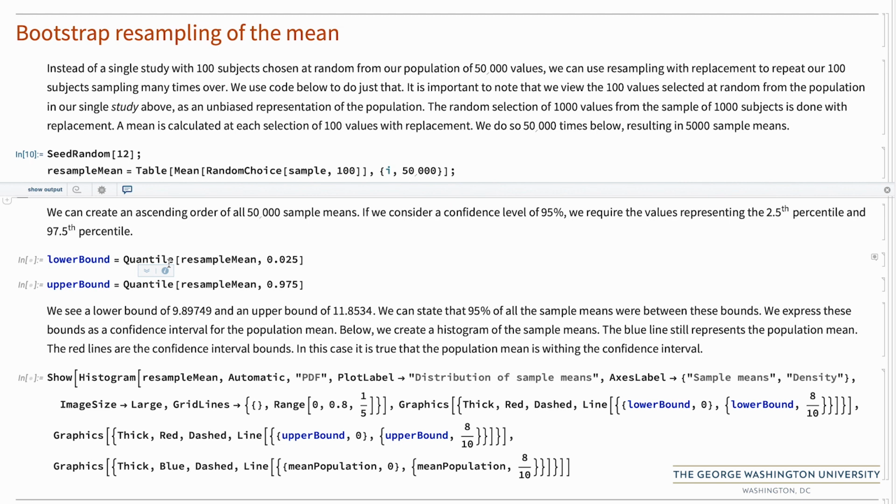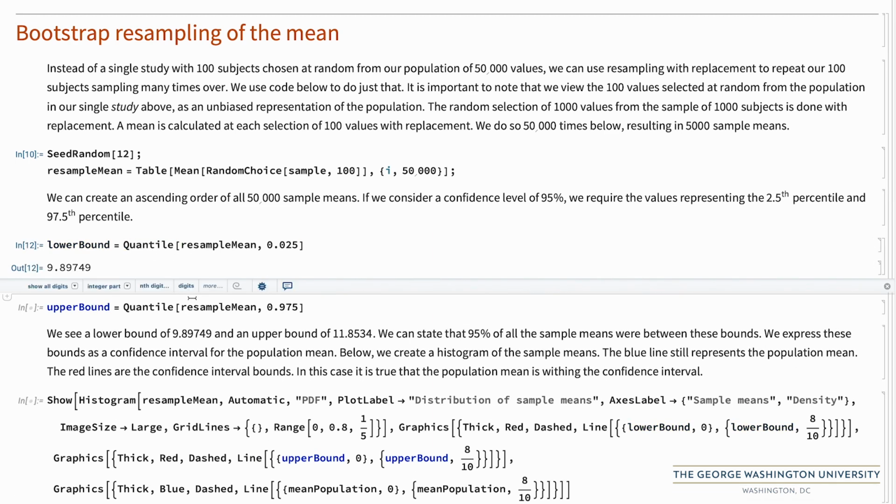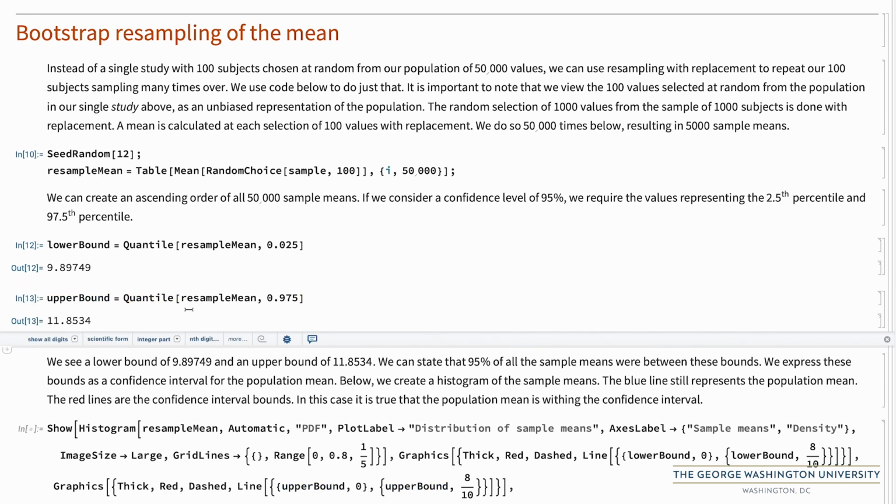And so what am I capturing? I'm capturing the middle 95% most common values of all these 50,000 sampling means. And that I'm going to see as my lower bound and my upper bound, and that's exactly what I've done there. So I see a value of 9.89749 and a value of 11.8534. Now think about that. Those are my confidence intervals. Those are values that represent the middle 95% most probable values amongst all these 50,000 sampling means that I do have.